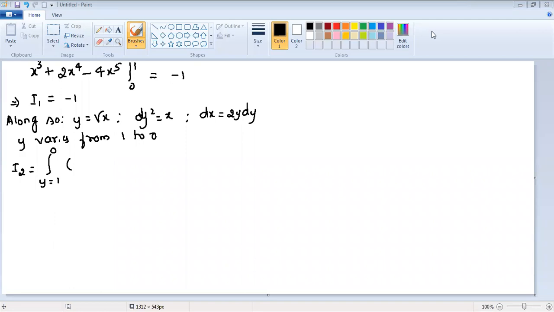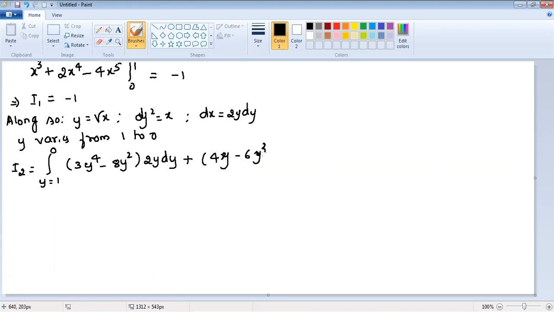So it is 3x square. So the x square is y raised to 4 minus 8y square and dx is 2y into dy plus 4y minus 6xy, x is y square, so y cube into dy.